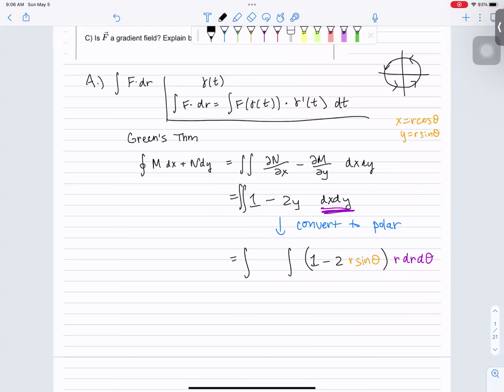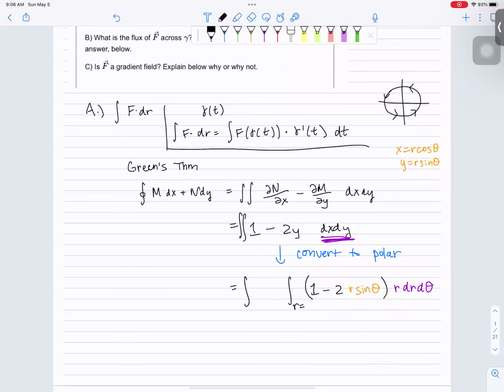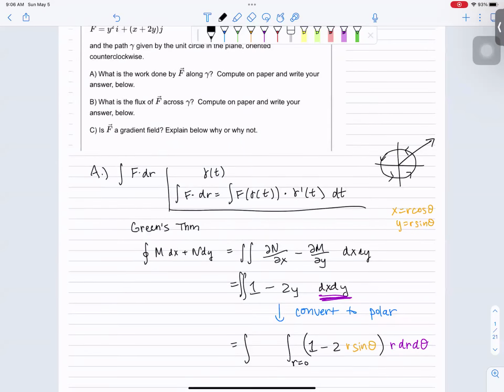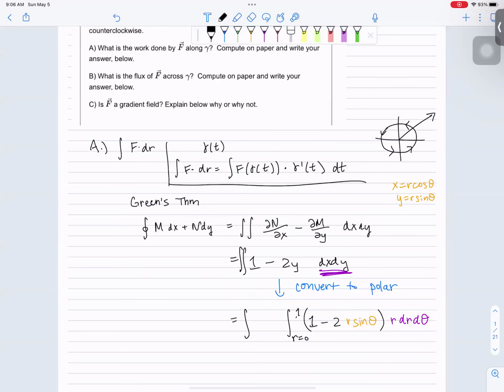All right, what are our bounds? r goes from 0 to whatever the radius of the circle is. Our circle is a unit circle, so it goes to 1. And we have no restrictions, so theta goes from 0 to 2 pi.